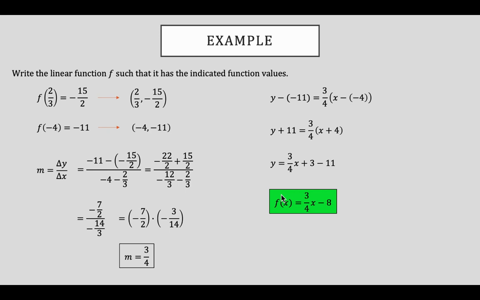There you have writing linear functions. Again, start off, just write the equation of a line. That's a skill that you guys all have. Then isolate the variable y and replace y with f of x.